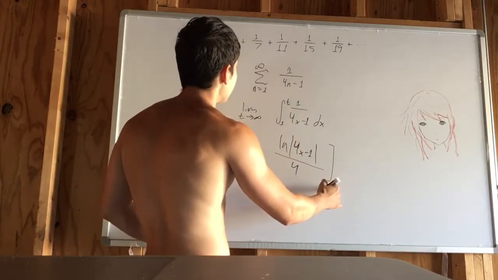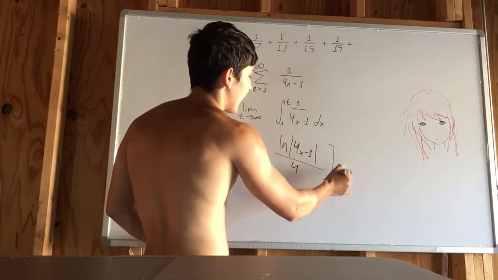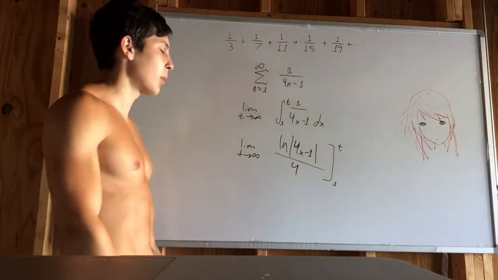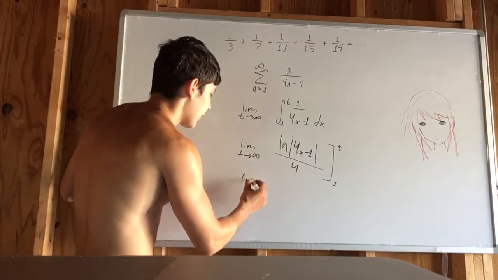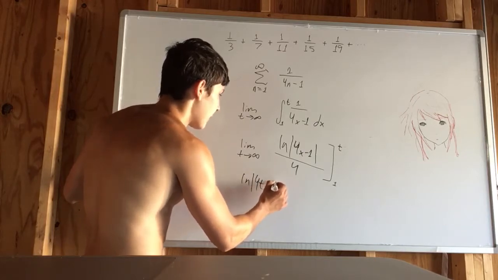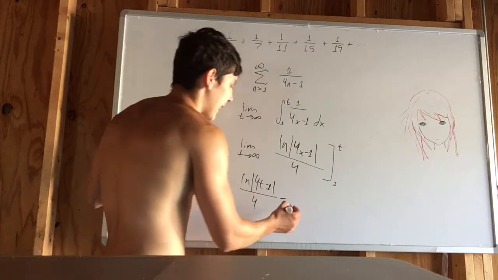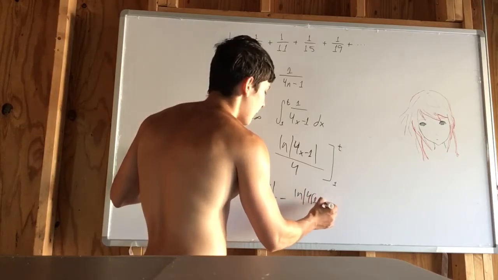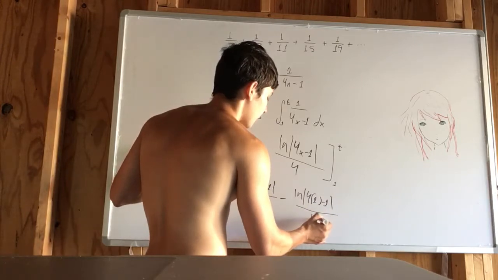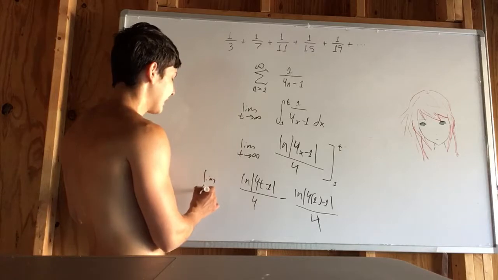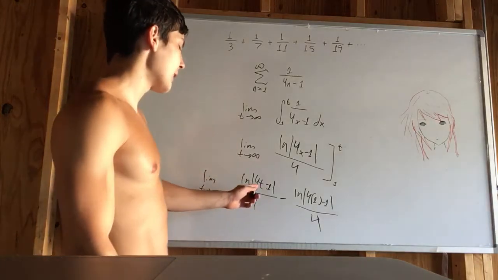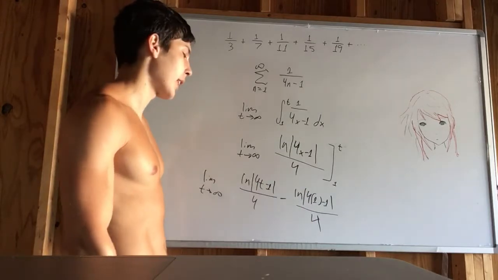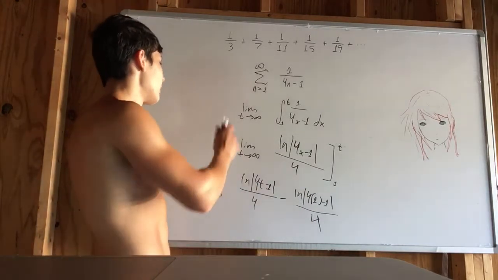We plug in here our first term from which we're evaluating, and we're going to infinity, but this is a t, and we're taking the limit on that. So this is the natural log of 4t minus 1 over 4, and we're subtracting the natural log of 4 times 1 minus 1 over 4, with the limit as t approaches infinity. If we plug in infinity into here, that's going to give us infinity. And infinity minus any constant over there, no matter what it is, it's just going to be infinity. So this is going to diverge.